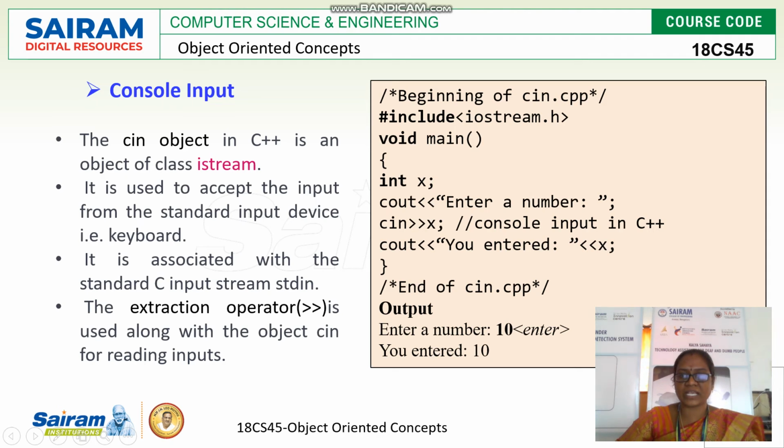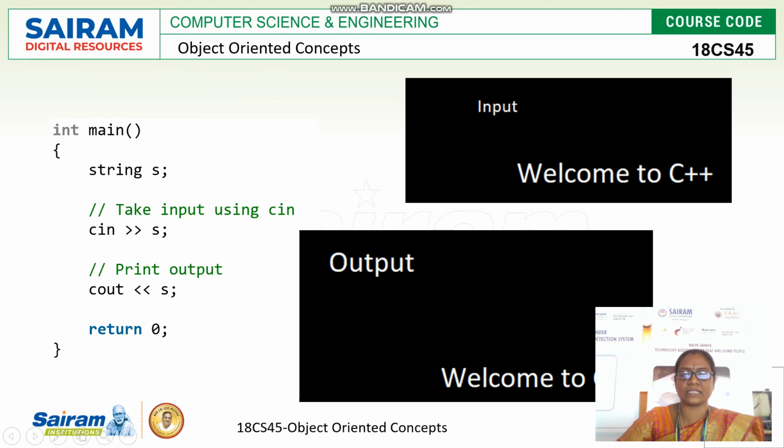We'll see the example here. One CPP file is opened with the inclusion statement of iostream.h. Why are we including it? In order to use the cout and cin functions, we have to include iostream.h. Then void main, the same variable x is used. A cout of "Enter a number". Now we get one number entered. Enter a number 10, and it displays "You entered 10".